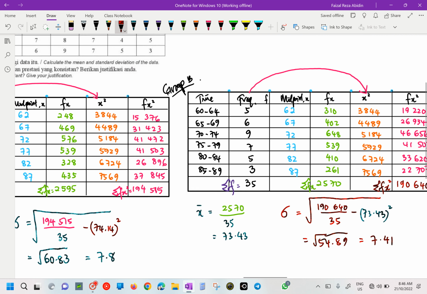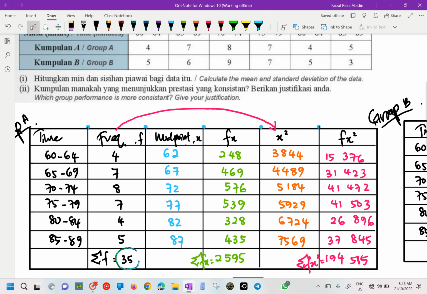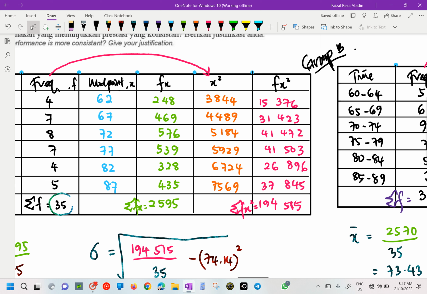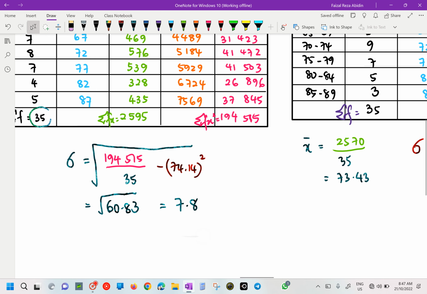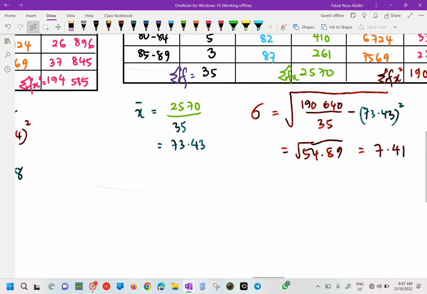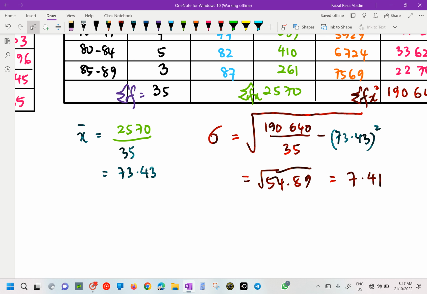Okay, that's to find our first question, which is to calculate the mean and standard deviation. Now, for our second question, which group's performance is more consistent? So you are going to look at what? We are going to look at mean or standard deviation. Standard deviation, for consistency. So group A is 7.8 minutes. Group B is 7.41. Which one is going to be more consistent? Group B.